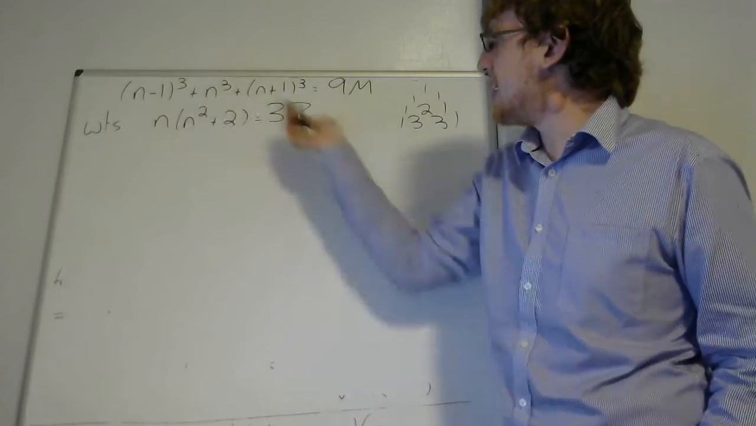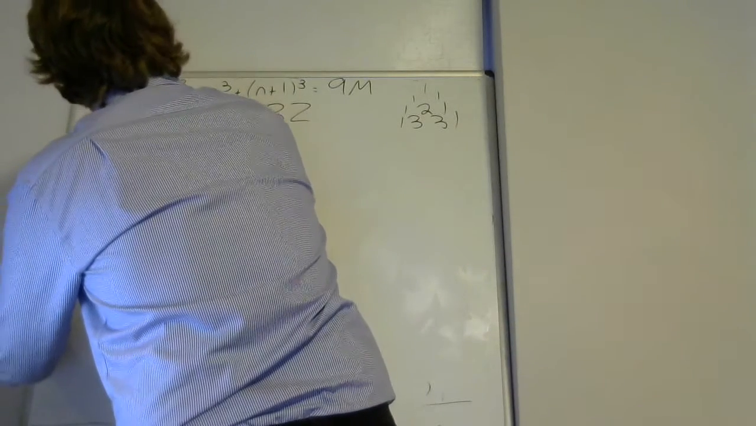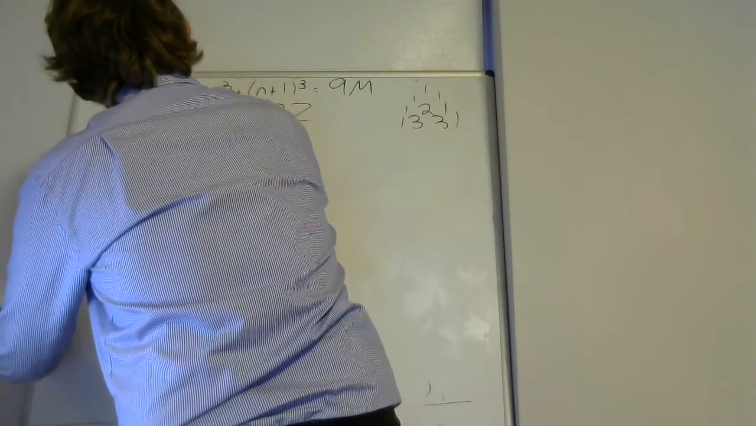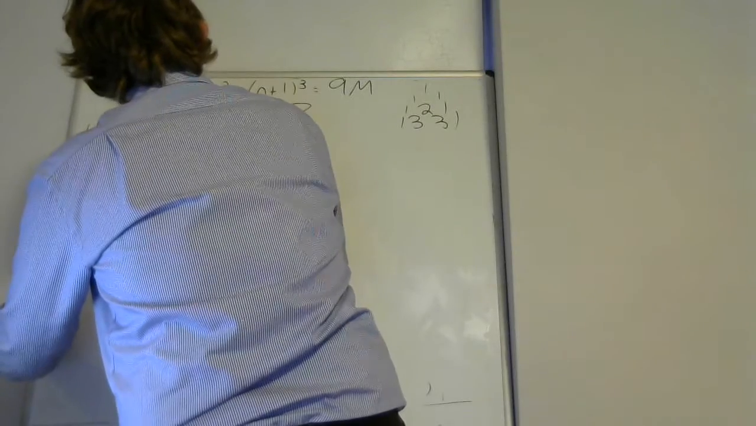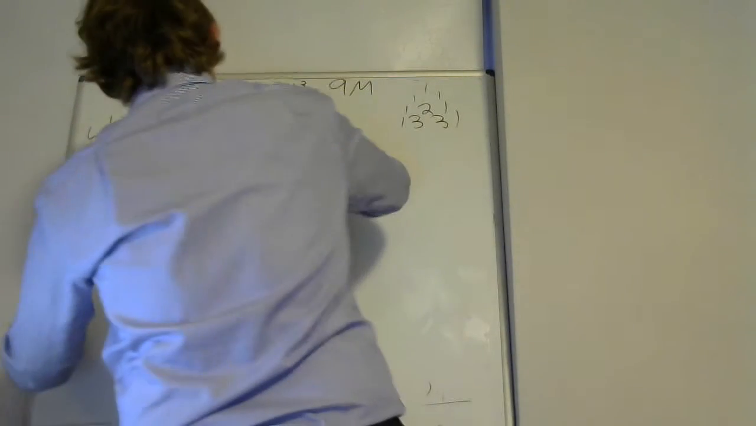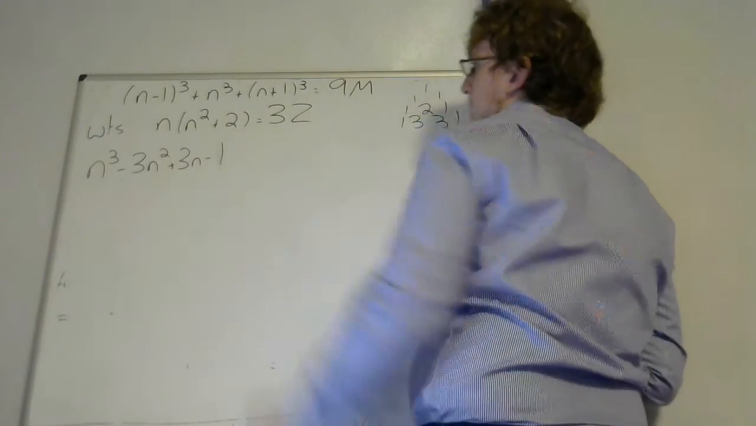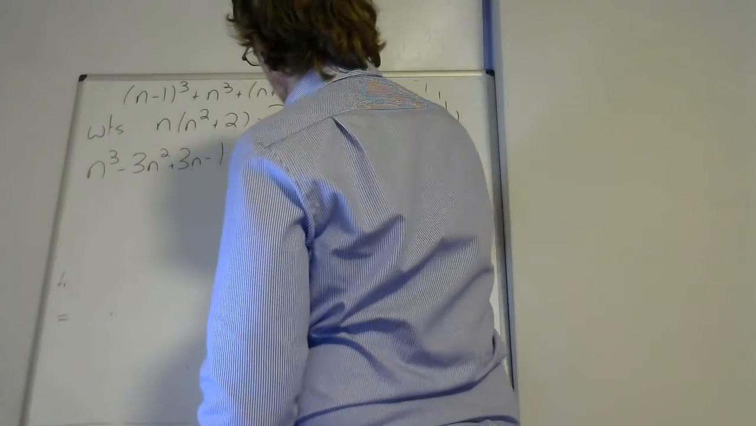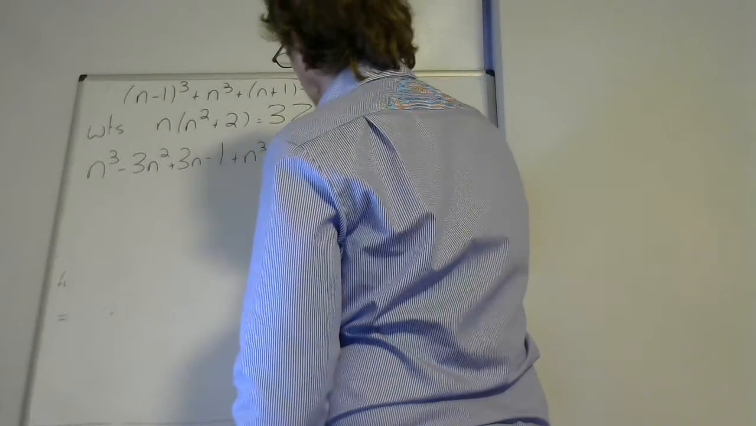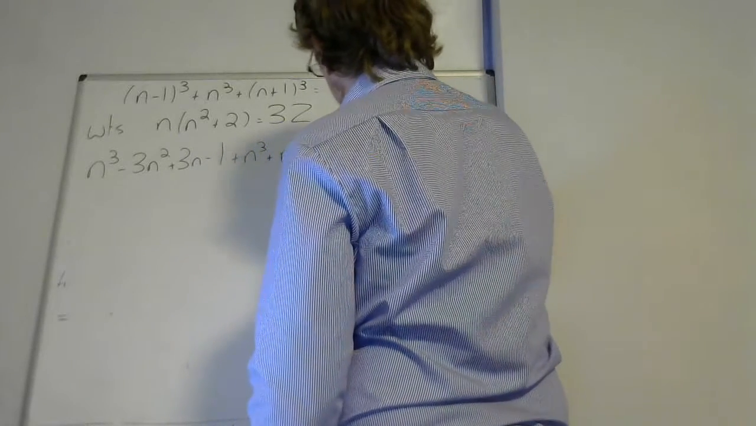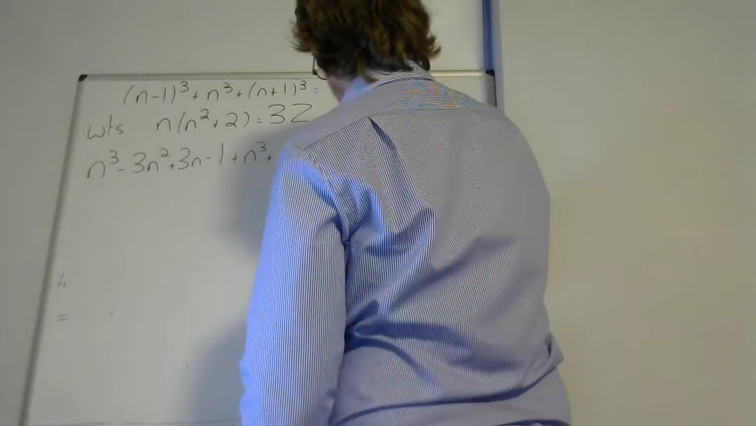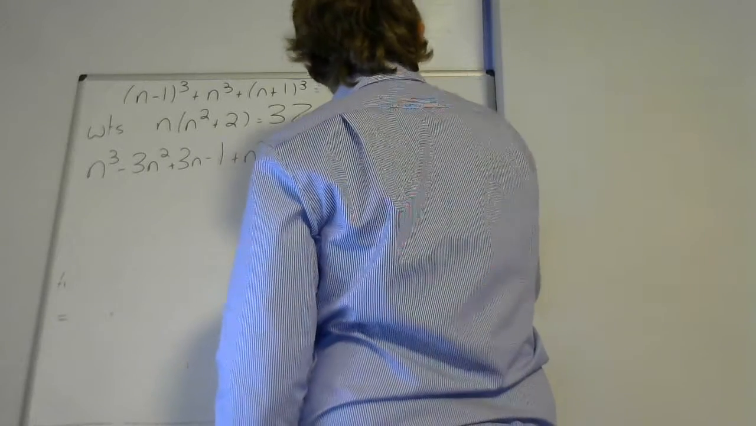So we can expand this really quickly. So n cubed minus 3n squared plus 3n minus 1. That's a mistake I made earlier as well. So it alternates like that. And then plus n cubed plus n cubed plus 3n squared plus 3n plus 1. And that is equal to 9n.